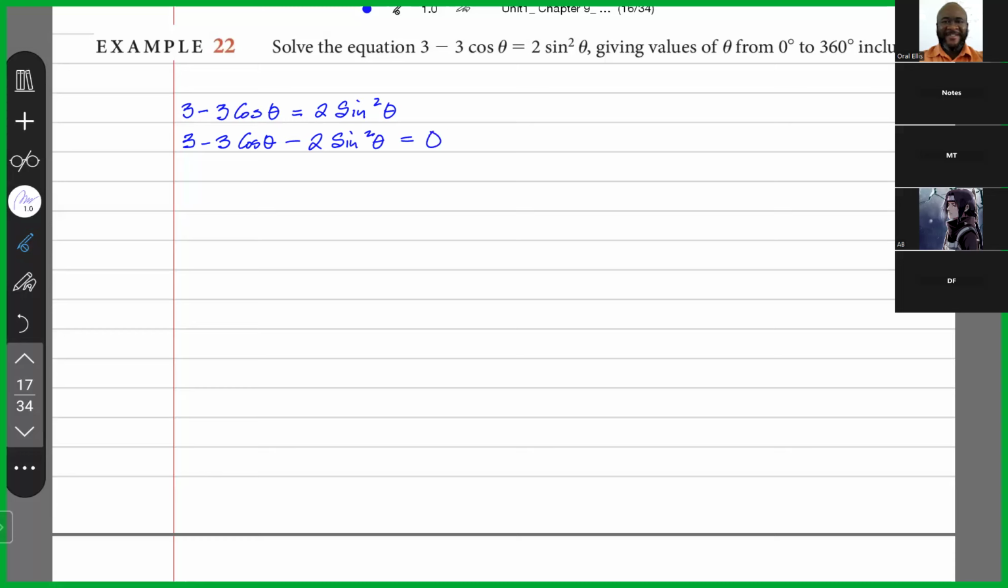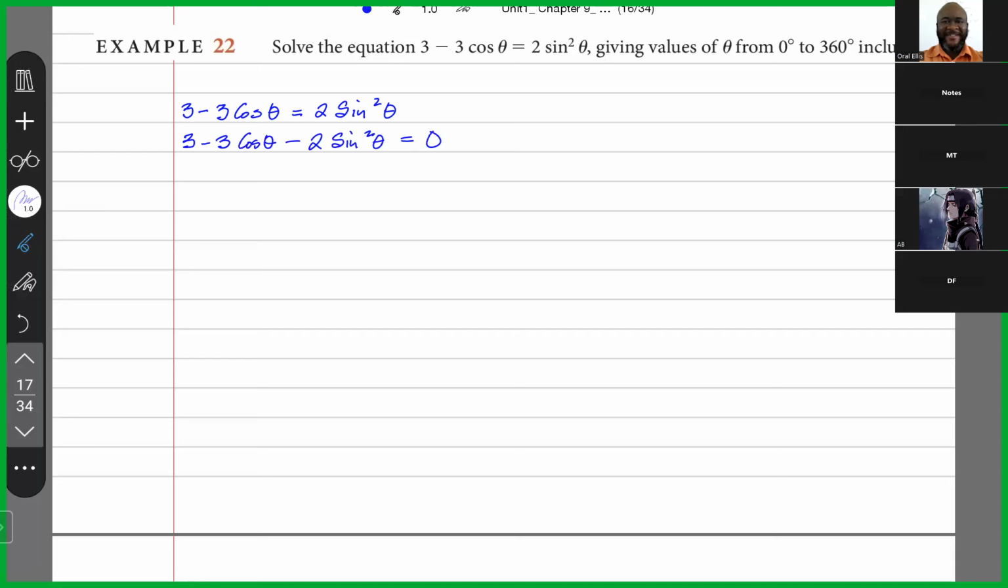Now, of course, trying to solve this is going to be difficult if I have two different variables or two different unknowns. So right now my unknowns are cos theta and sine theta. If I can arrange my equation so that I have only one unknown, it would be easier to solve.